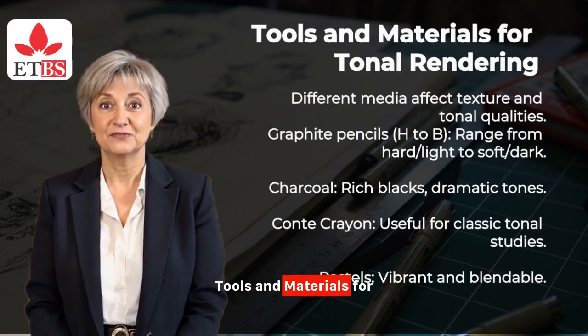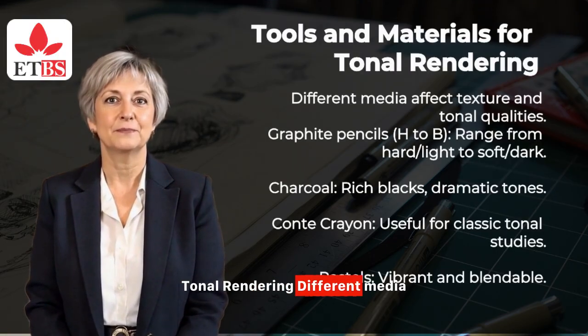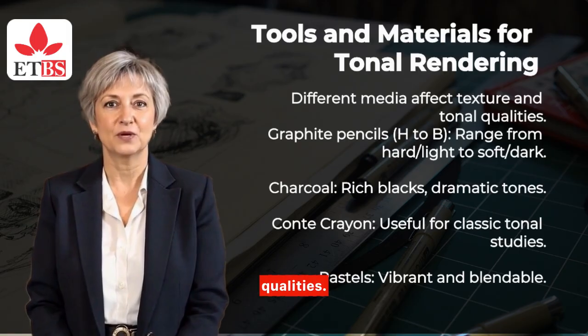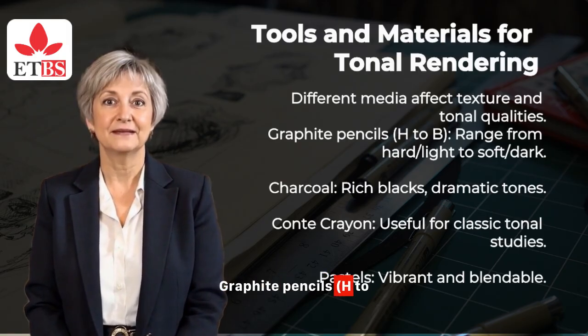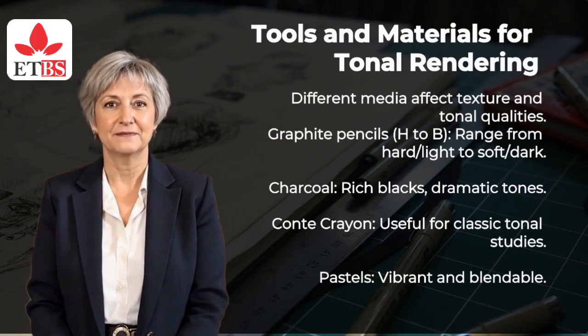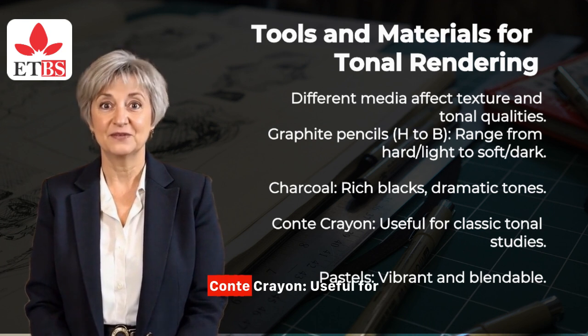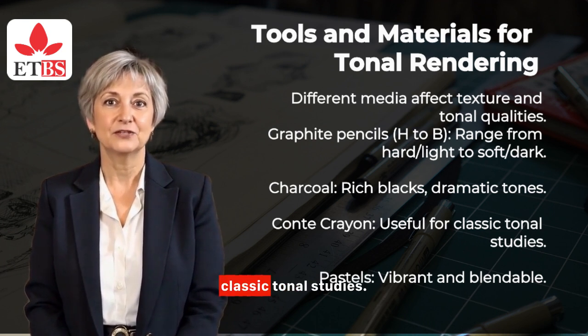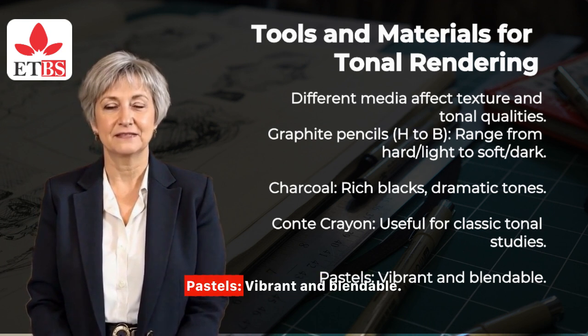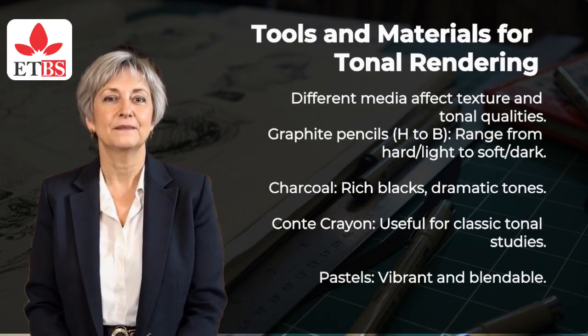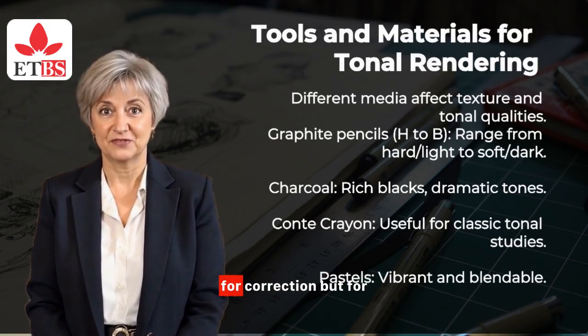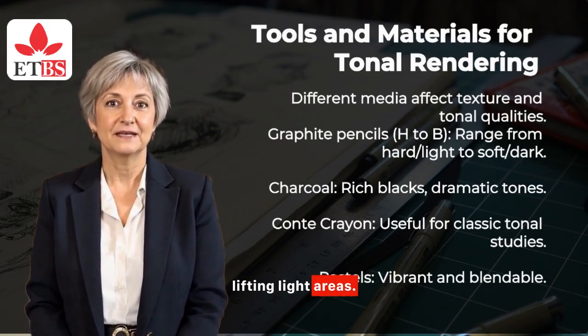Tools and materials for tonal rendering. Different media affect texture and tonal qualities. Graphite pencils, H to B, range from hard light to soft dark. Charcoal, rich blacks, dramatic tones. Conte crayon, useful for classic tonal studies. Pastels, vibrant and blendable. Erasers, used not just for correction, but for lifting light areas.